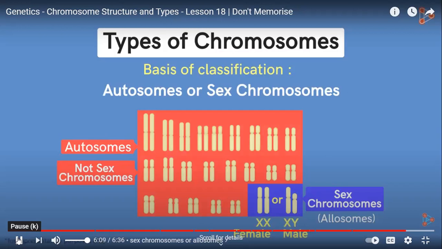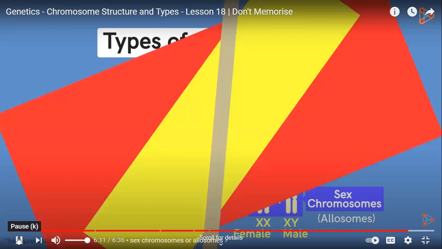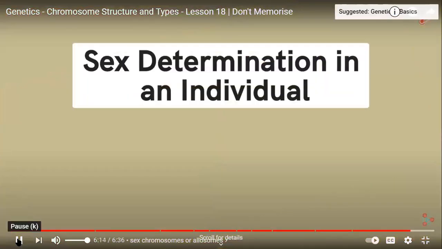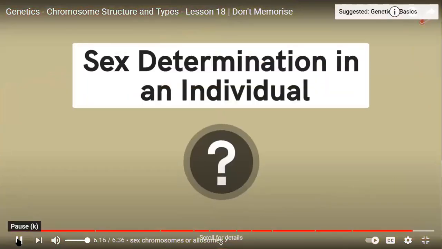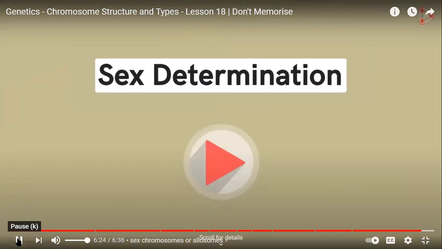Now that we've understood the various types of chromosomes, can you tell me what helps in determining the sex of an individual? Is it only the chromosomes? Or is it some other factor too? Tune into the next part to understand.